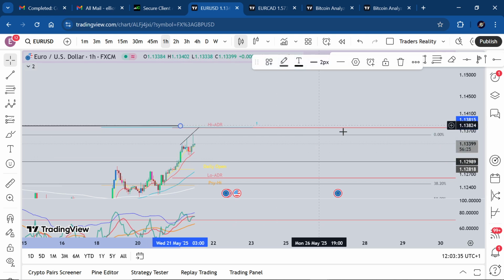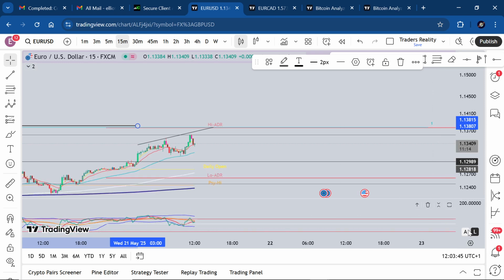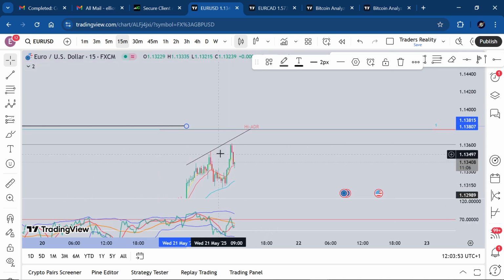Not yet. We cannot touch the one. So inside here, we probably got an ending diagonal on a smaller time frame. We can have a look on the 15, even more obvious, you can see the down slope over here. Our latest new high over here is down here on the TDI.